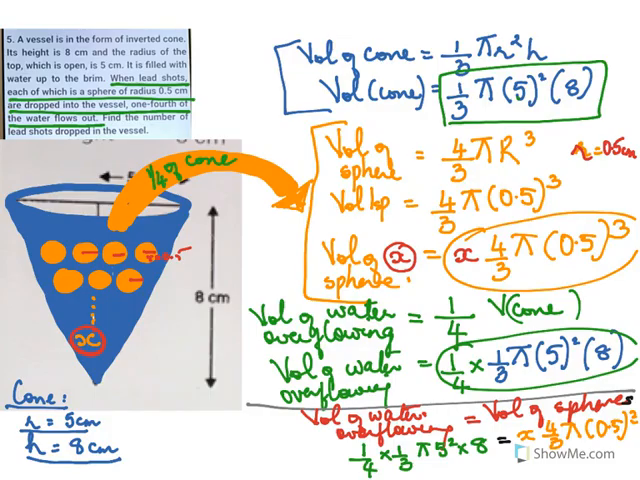So let's go back to this sum. When we said the spheres were put in and 1/4 of the water came out, the number of spheres here is equal to 100. 100 lead shots were put into this cone.